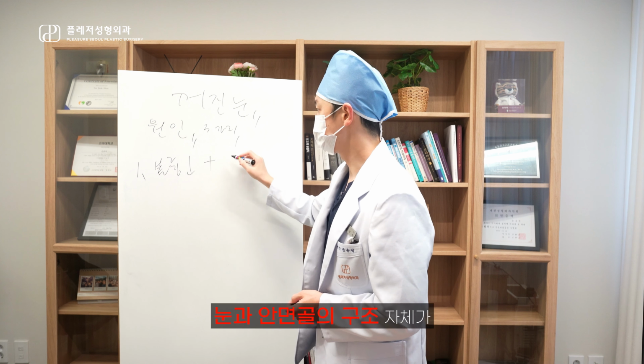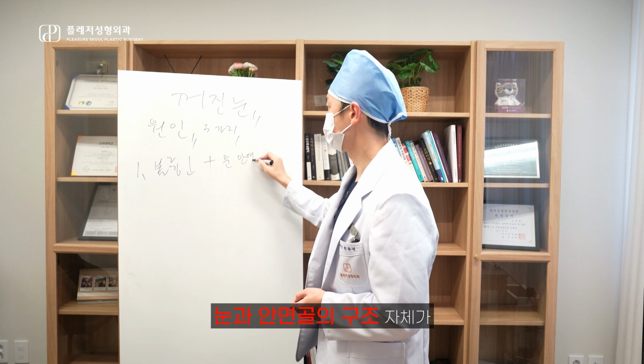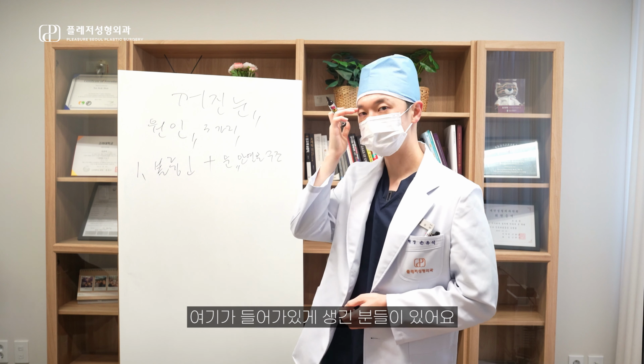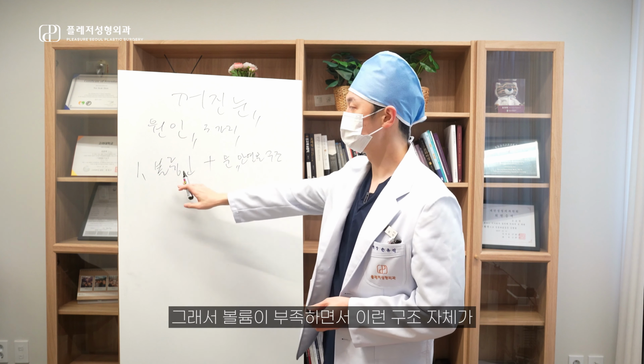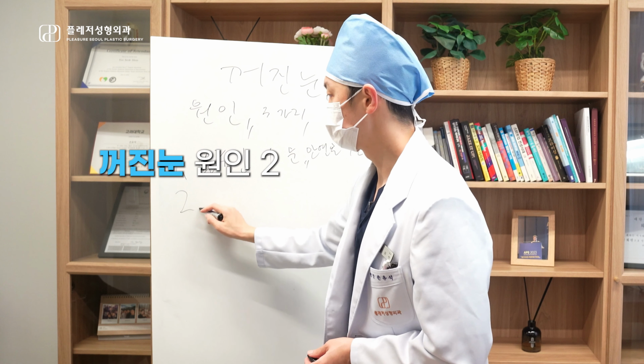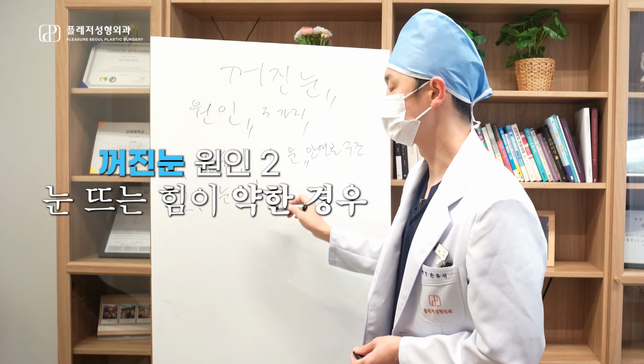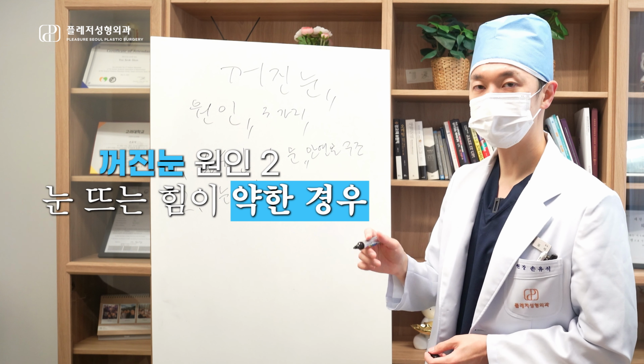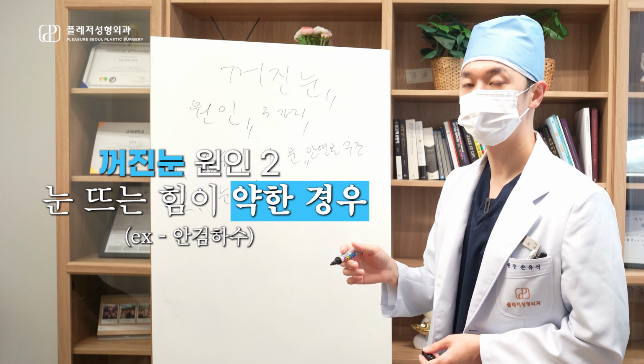In addition, some people have facial bone structures and eye shapes where this area is naturally set deeper. So there are people who not only lack volume, but also have a structure that makes this area more prone to sinking. Secondly, people with poor eye shape, that is, those with weak eyelid lifting muscles, or in more severe cases, those with ptosis, can also experience this.